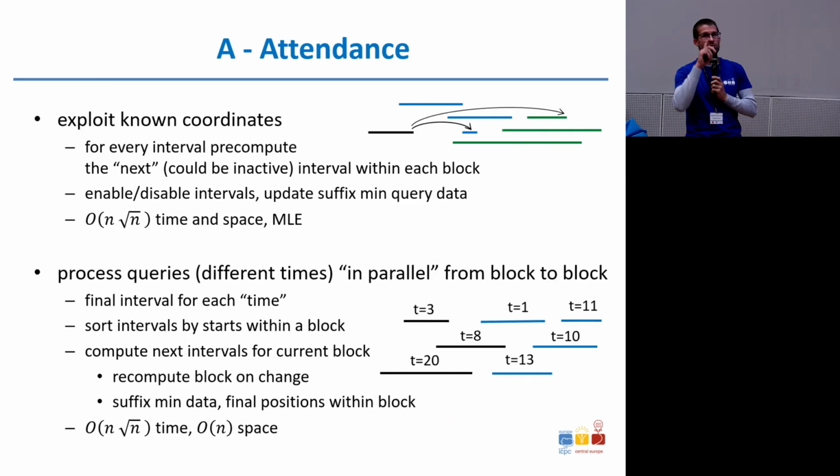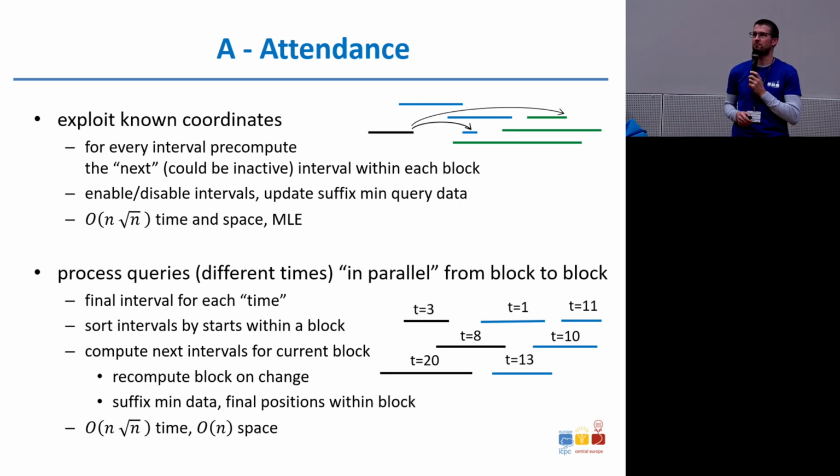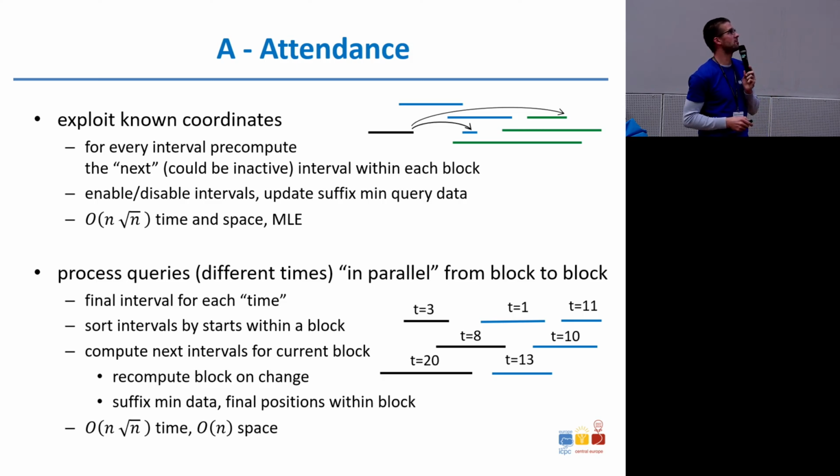And the improvement comes from exploiting known coordinates. So we know ahead of time what are the coordinates of the entire problem, so we can exploit this. So for every interval, we can actually pre-compute what's going to be its next interval. So this could be still an inactive interval, but we can process this later. So this pre-computation allows us to enable and disable these intervals and update this suffix minimum query data that we relied on previously with the log n complexity, now faster.